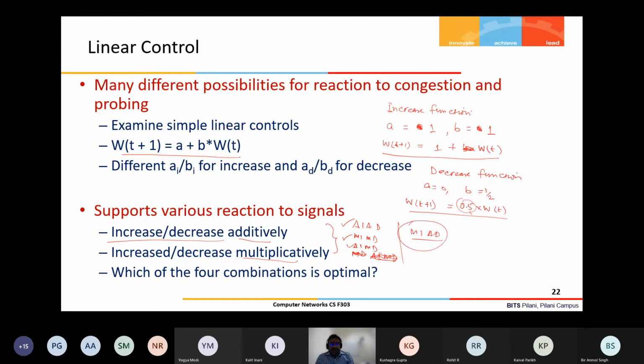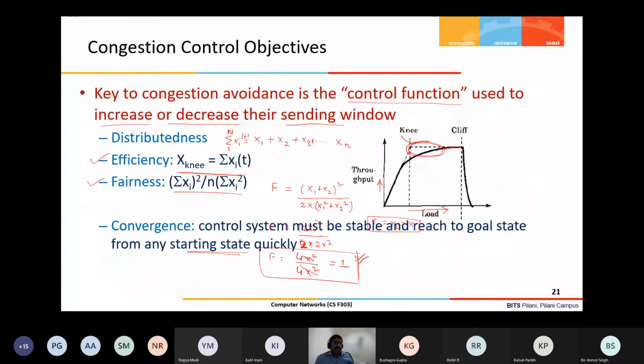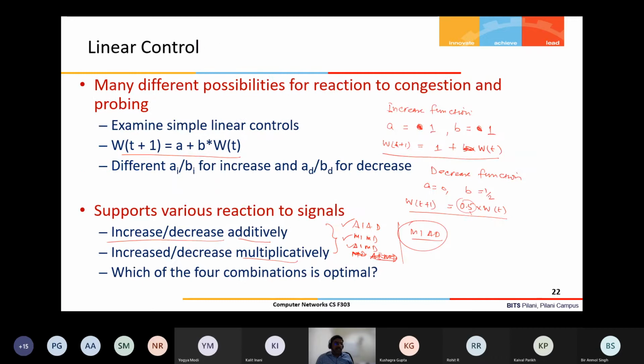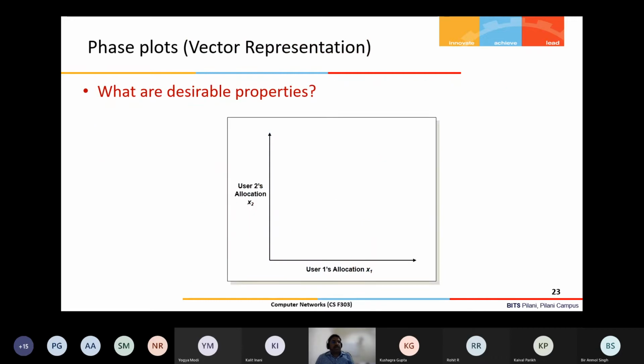Which out of these four combinations is the one using which we can achieve this objective, meaning maximum efficiency and maximum fairness? Other things are okay, fine. And convergence is also important. Convergence means that from anywhere my system starts, it should converge to the optimal, and my optimal is to get the maximum of both of them. So let us understand this first.